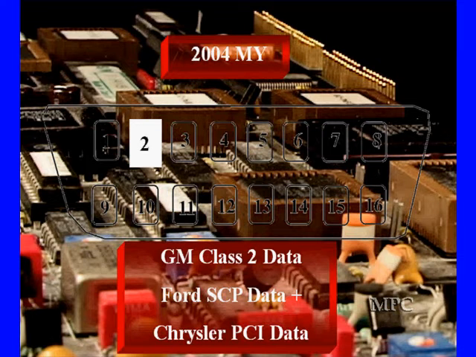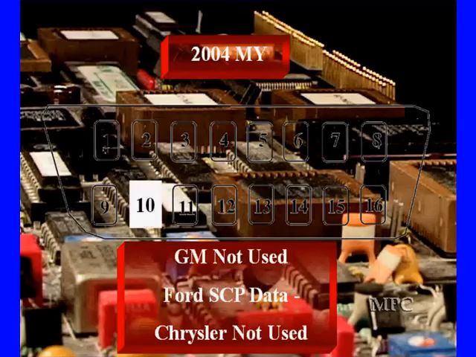Now, pin 2 can have a couple different things. It has GM Class 2 data, and that is fairly universal in GM. That's the good news. It has half of the Ford SCP system. Why do we keep talking about all these different systems? Because Ford's SCP has 2 lines. GM has 1. Chrysler's newest generation, before CAN, is going to have PCI on this pin.